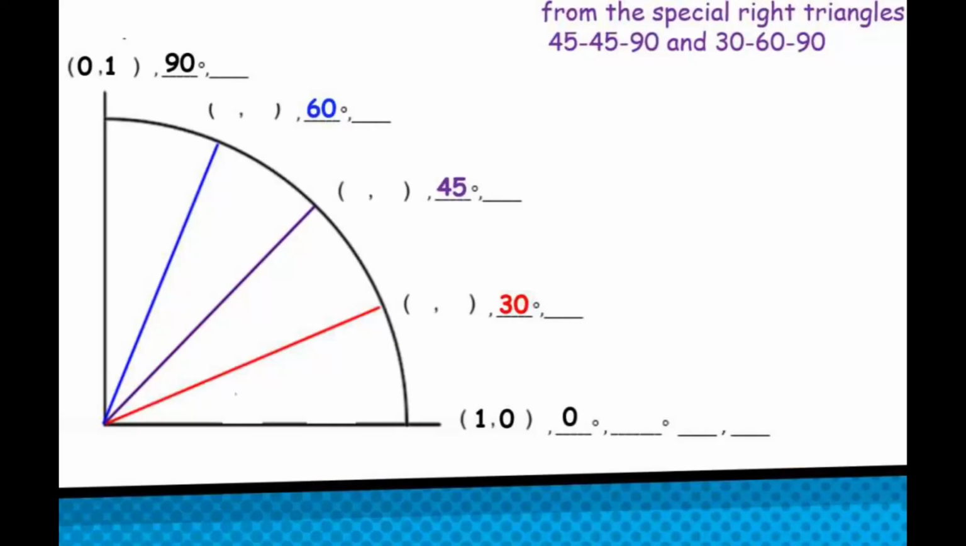We've already talked about going around a circle, and you should notice that from here to here, our first terminal side is at 30 degrees. 15 degrees past that is 45, 15 degrees past that is 60, and then 30 degrees past that is 90. So we do need to know those 30, 45, 60, 90, just in order.